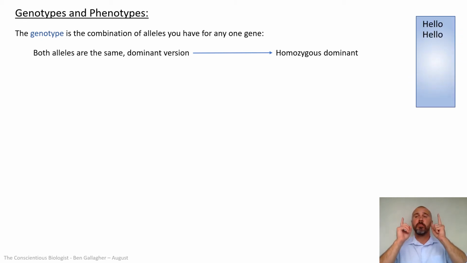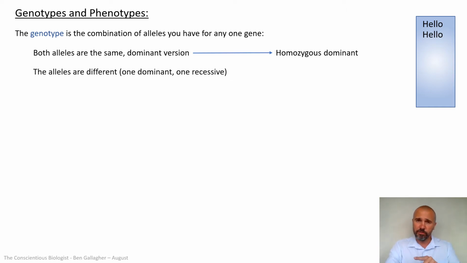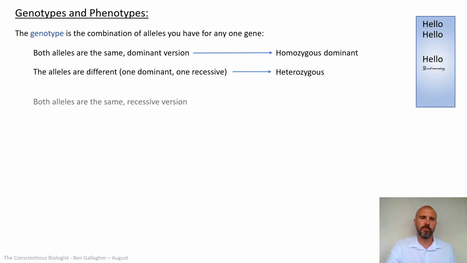That, using my diagram from before, is the hello, hello, the two dominant greetings. If you're hello, hello, you're homozygous dominant. Both alleles are the same, they're both the dominant version. If they're different, one dominant and one recessive, it's heterozygous. Hetero meaning different. That's the equivalent of the hello, good morning. Okay, one was really obvious, one was more difficult. They're the different ones, one dominant, one recessive.